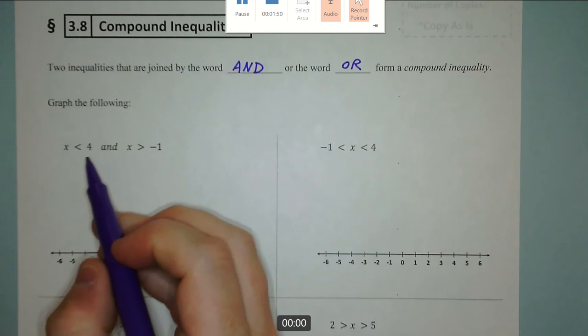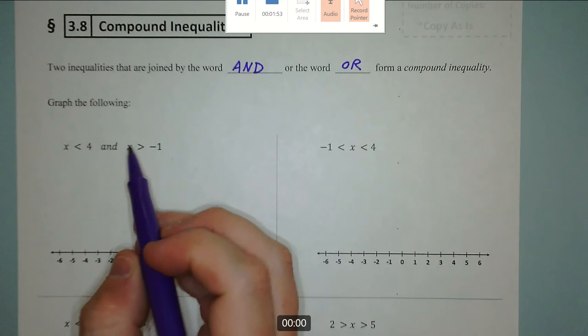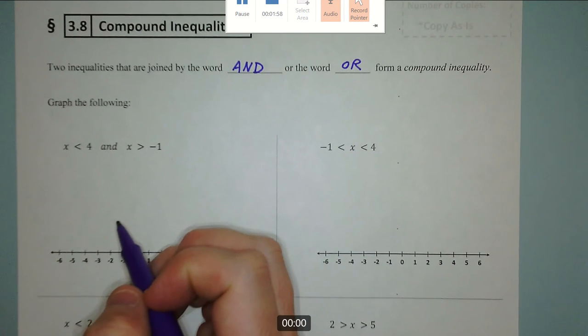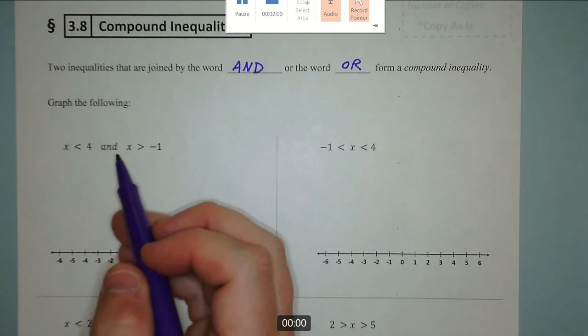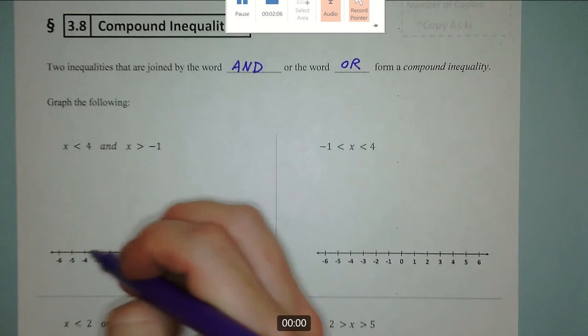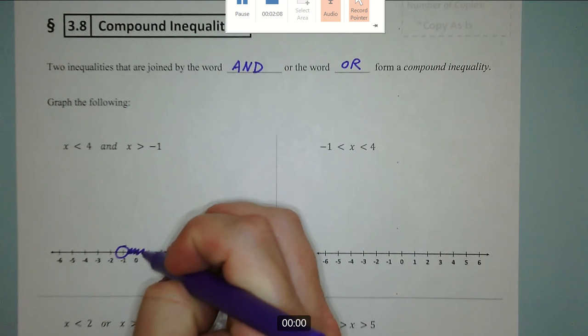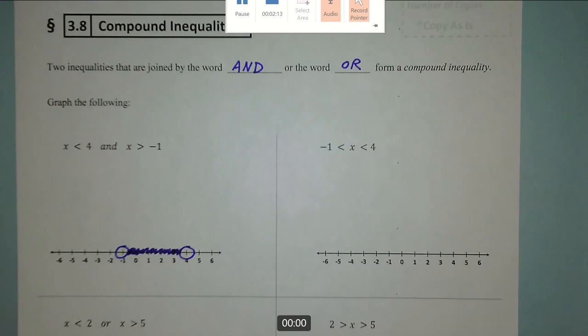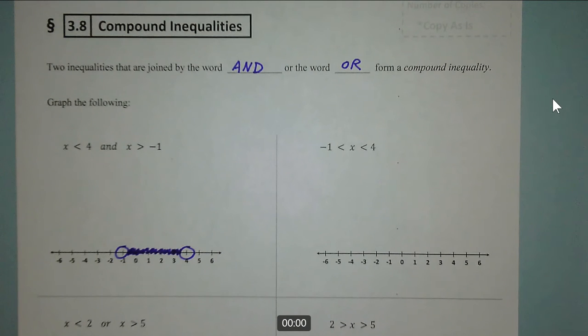So when you're saying that x is less than 4 and x is greater than -1, now you need to graph all the numbers that satisfy both of these at the same time. So everything less than 4 and greater than -1, those two graphs are just going to combine. Because all you really want is the numbers that are in between -1 and 4, right? Less than 4 and greater than -1 at the same time.